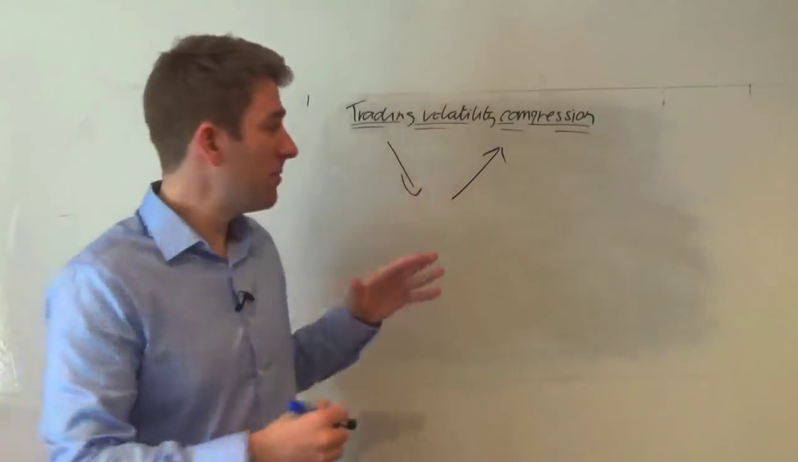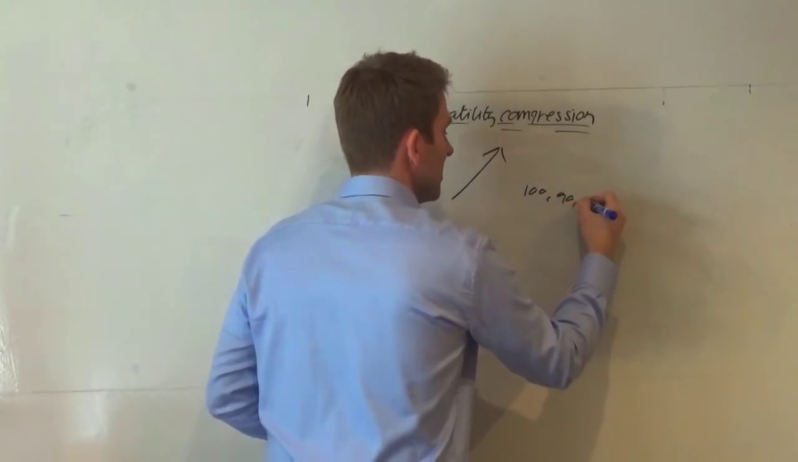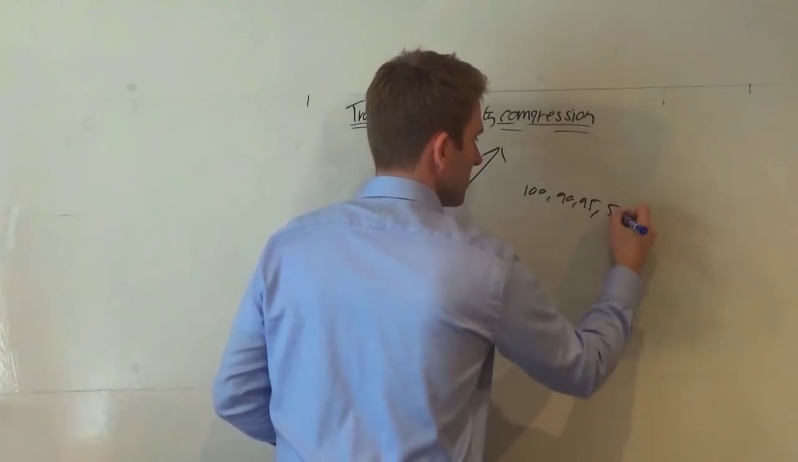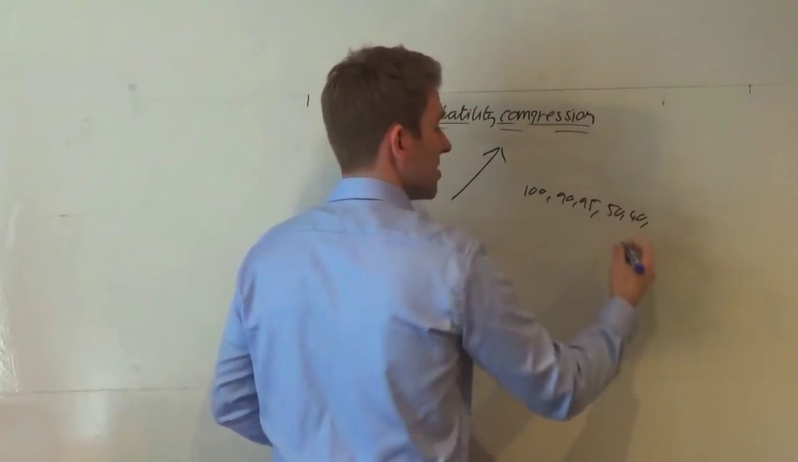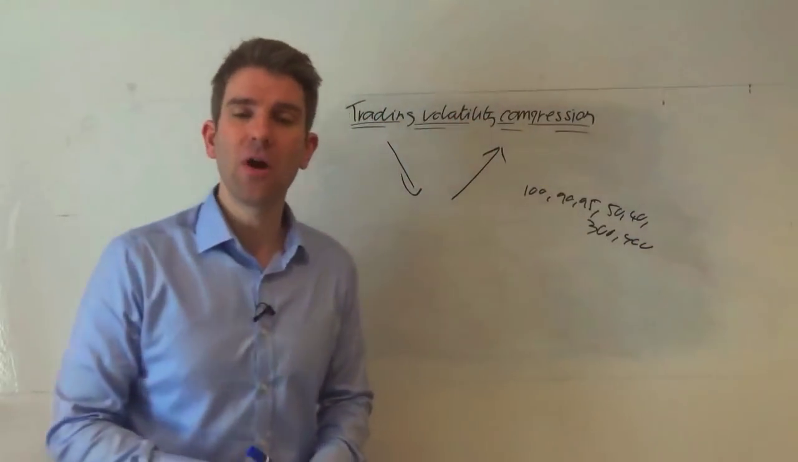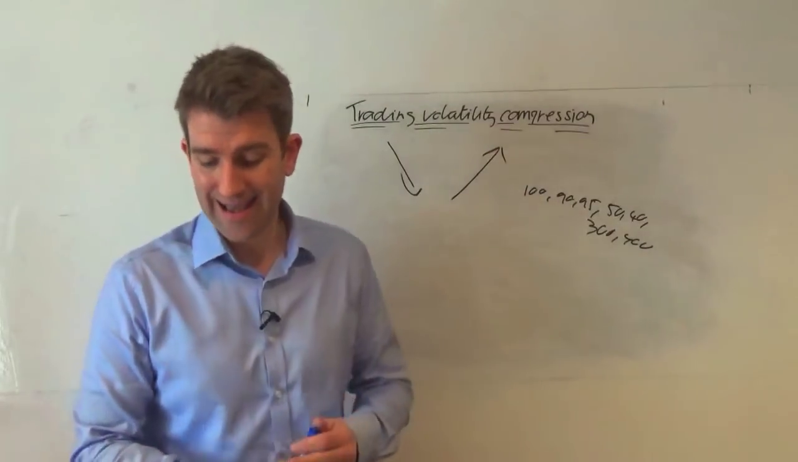In other words, if we've been having a daily range of, let's say, 100, 90, 95, a volatility compression would be going to 50 or 40, and a volatility expansion would be going up to 300, 400, whatever. Extreme, but you get the idea. Just to put that into perspective, those are daily ranges, so the distance between the high and the low.